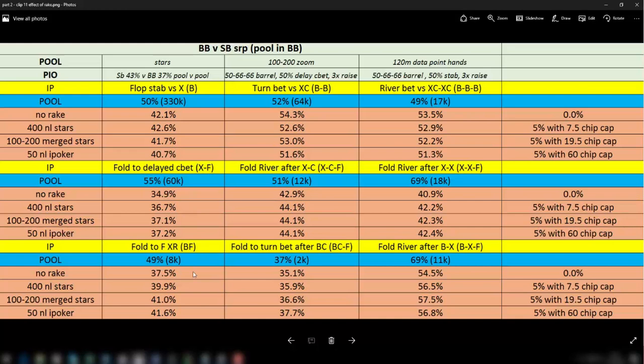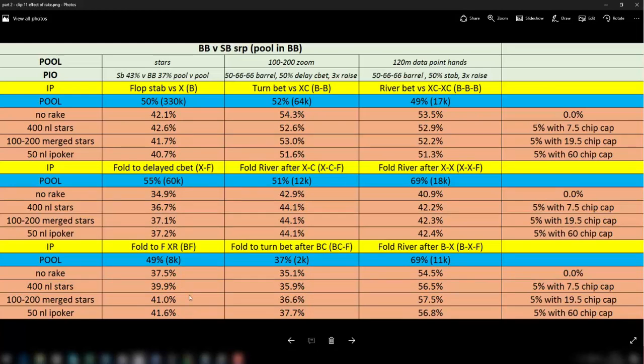Let's take another hotspot, the fold to check raise, so the bet fold stat. Here the gap is a bit more significant. The high rake condition is 41.6%. The lowest of the three rakes that I've got, at 400 NL Stars, the number's 39.9%, and with no rake at all it's 37.5%. So we've got a 1.5% gap there between 50 NL high poker and 400 NL Stars. But again, the hotspot is 9% at 400 NL Stars, or it's 7.5% at 50 NL high poker.